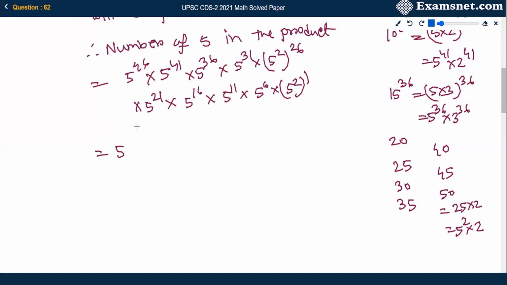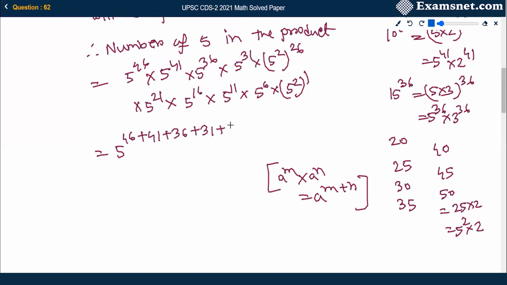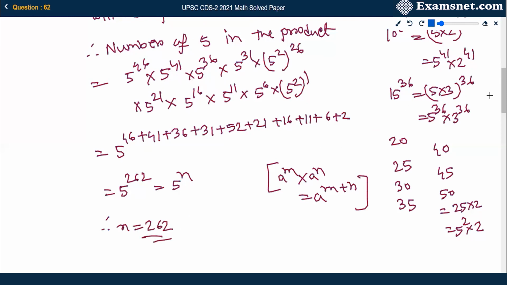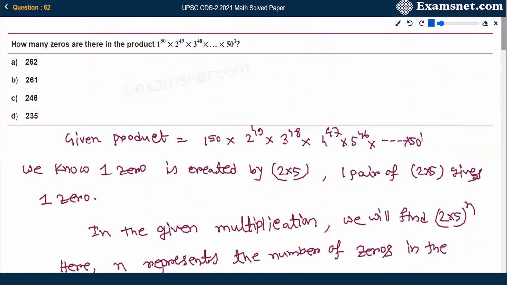We can add them since the base is the same. From the exponent law, a to the power m multiplied by a to the power n gives a to the power m plus n. In the same way, we can write 5 to the power 46 plus 41 plus 36 plus 31 plus 26 plus 21 plus 16 plus 11 plus 6 plus 2. So that is 5 to the power 262, which equals 5 to the power n. So n equals 262. Hence, there will be 262 zeros in the given product. So here option A is the correct answer.